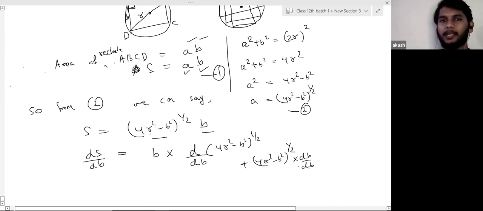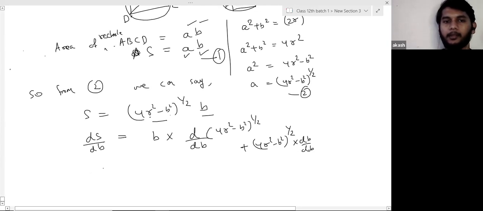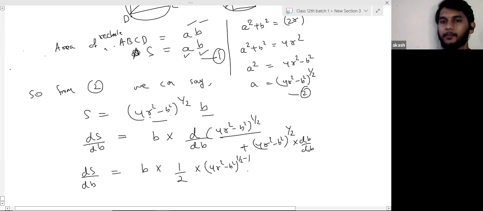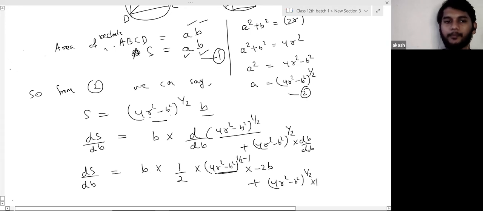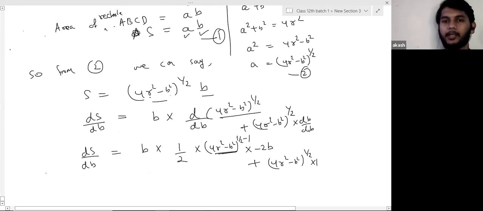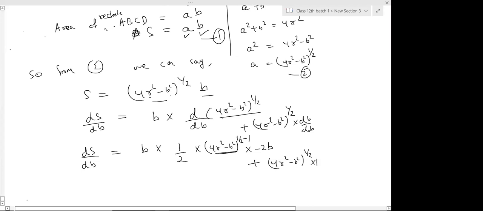If anybody is not comfortable with a and b, you can take x and y also. No worries, same thing. So ds by db equals b into, what is the differentiation of this? We have to use the chain rule. So this half comes outside into 4r square minus b square to the power half minus 1 into minus 2b. Differentiation of this is minus 2b, plus 4r square minus b square to the power half into 1. This thing is clear, everyone? Yes, sir. All right.